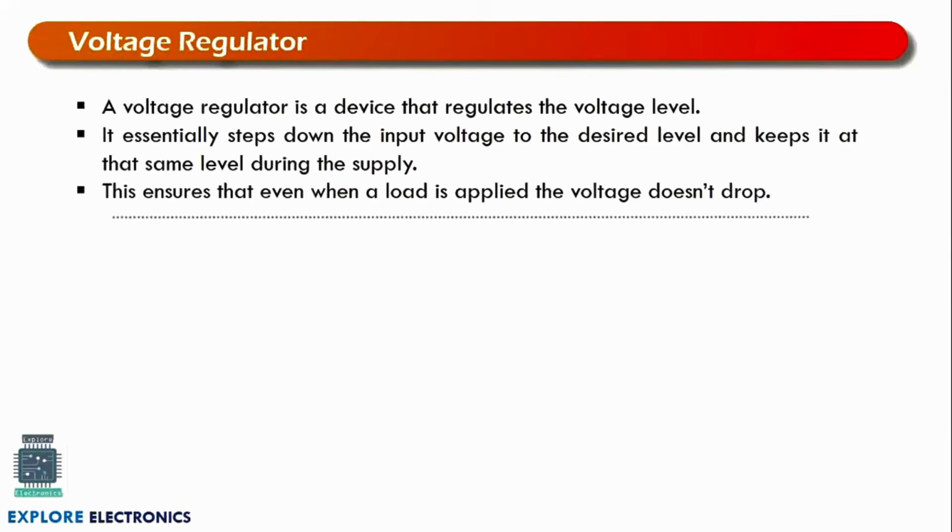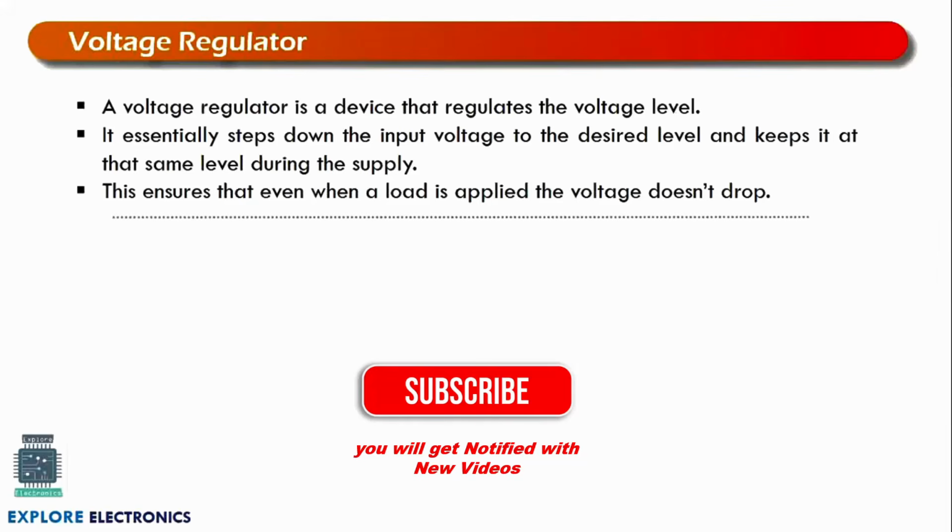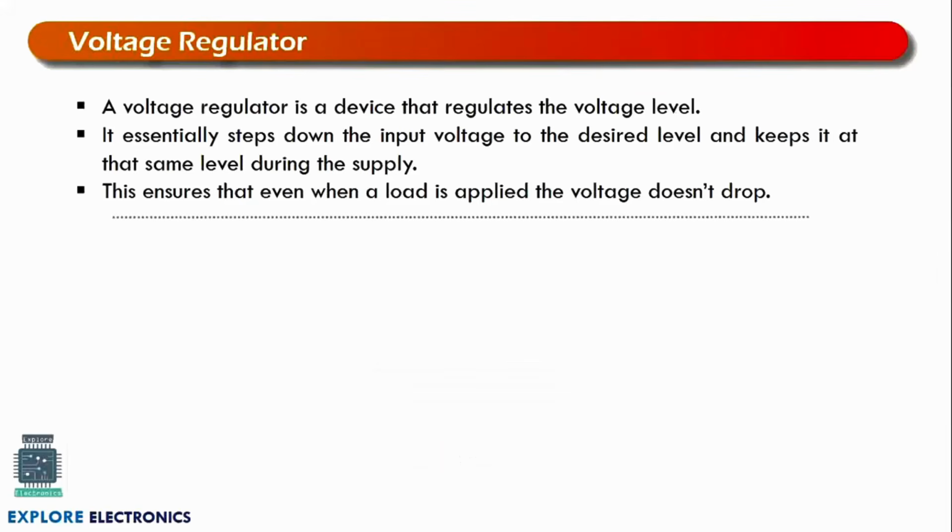What is a voltage regulator? A voltage regulator is a device that regulates the voltage level. It steps down the input voltage to the desired level and keeps that voltage constant during the power supply. Even if the power supply varies, the output of the voltage regulator will be a constant DC voltage.